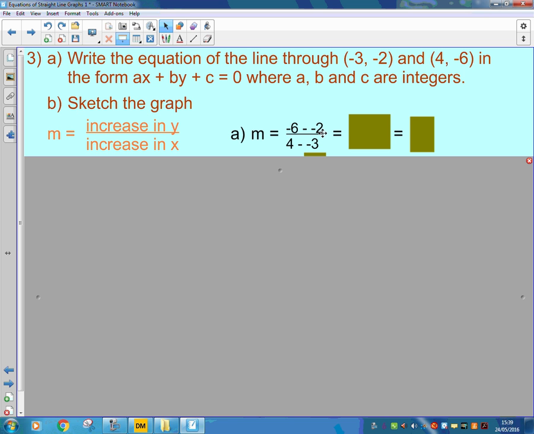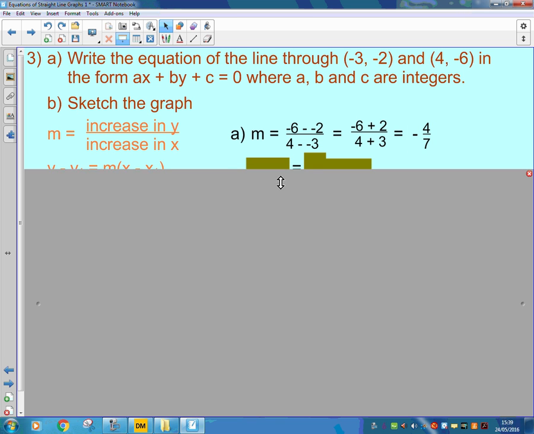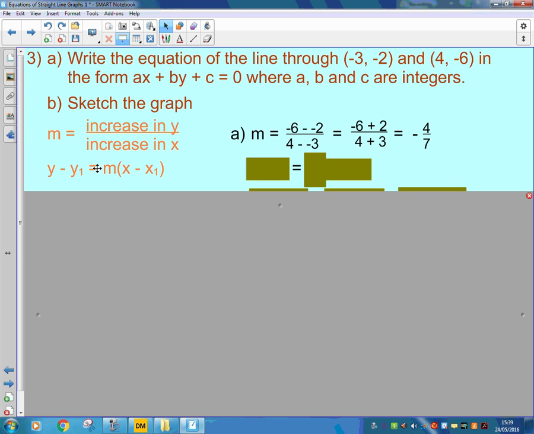Minus 6 take away minus 2. Minus minus becomes a plus, and the minus minus there becomes a plus. So I'm left with minus 6 plus 2, 4 plus 3. Minus 6 plus 2 is minus 4. 4 plus 3 is 7. So it's minus 4 over 7. That's my gradient. Next bit, y minus y1 equals m(x minus x1).